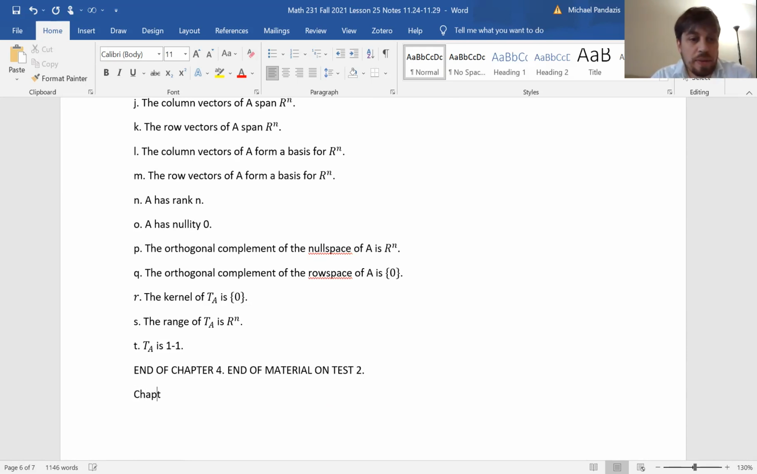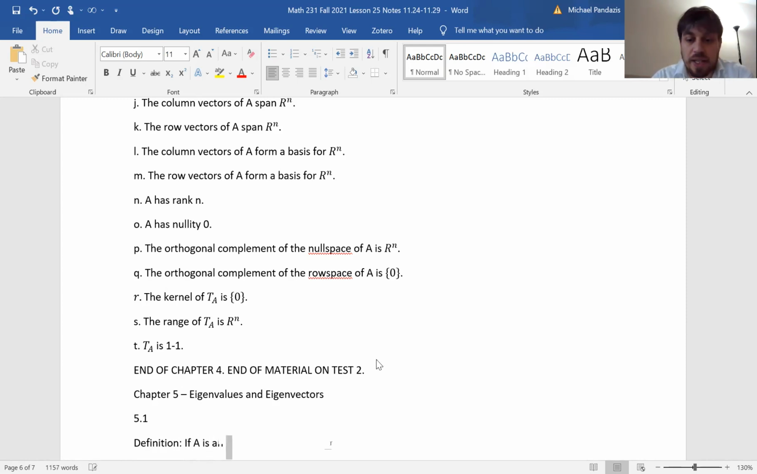So I'm going to talk a little bit about chapter 5. Chapter 5 is on eigenvalues. So this is stuff on the third exam, not on the second one. This is on eigenvalues and eigenvectors, and this is 5.1. So, definition.